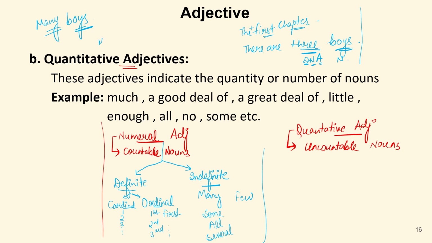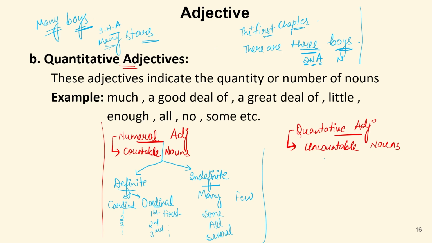If I say there are many stars in the sky, we know well, we have learned in the chapter of noun as well, that the stars are countable, we can count them. But we don't know the definite number of those. So there are many stars in the sky, and this is indefinite in number. They are countable, but they are indefinite in number. Therefore, many is an indefinite numeral adjective.